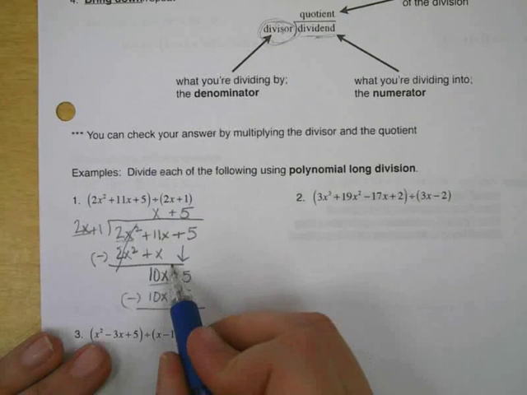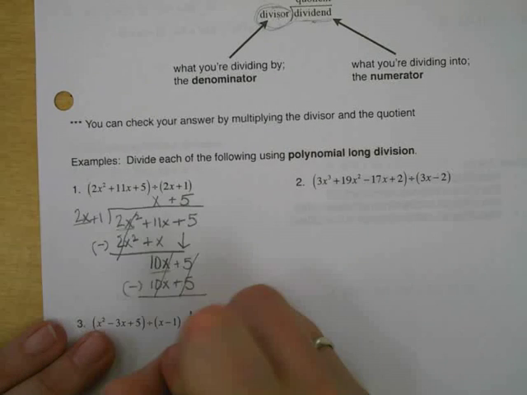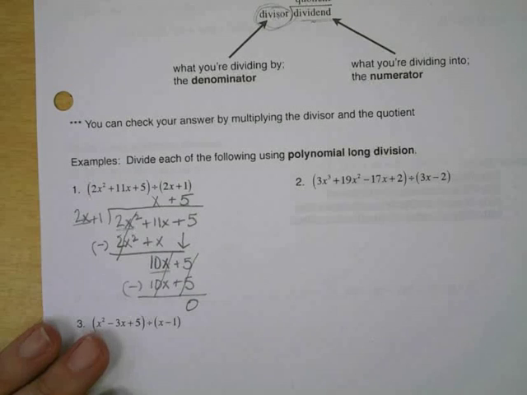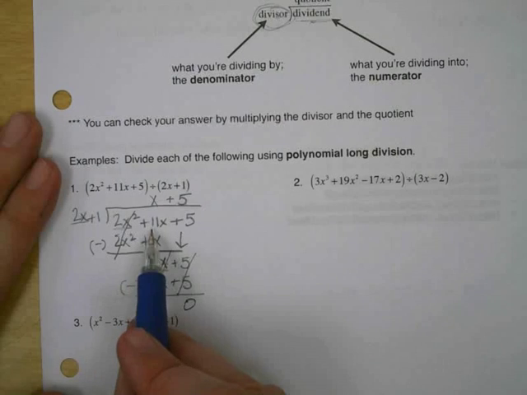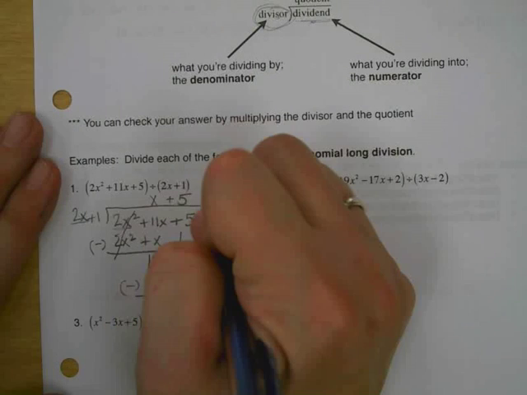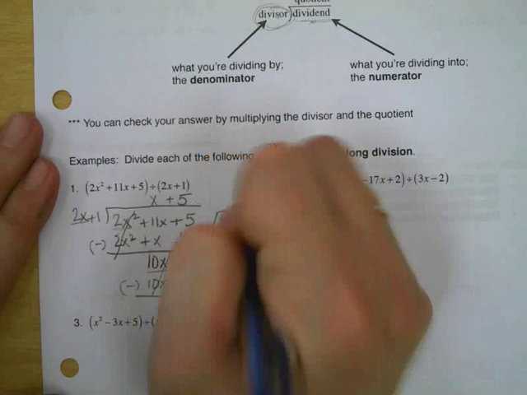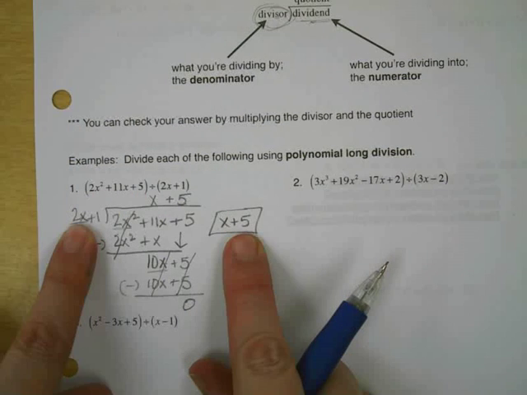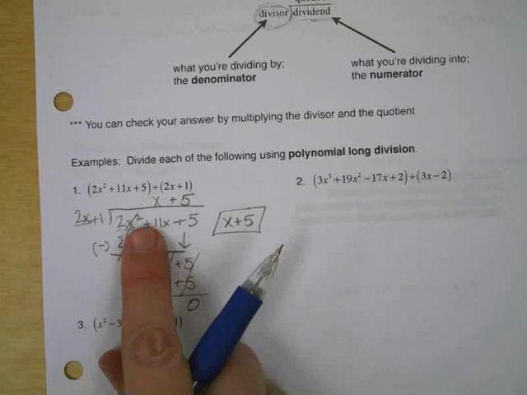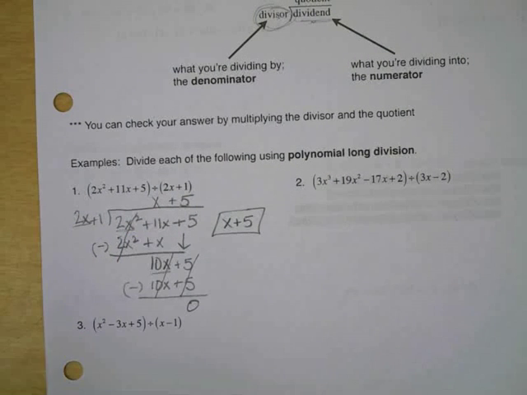And then subtract those two. In this case, the 10x minus 10x cancels, and the 5 minus 5 cancels. So this one basically has a remainder of 0. So 2x plus 1 went into that trinomial an even number of times. And the answer was x plus 5 times. So in other words, if you took x plus 5 and you FOILed it with 2x plus 1, you'd get 2x squared plus 11x plus 5.